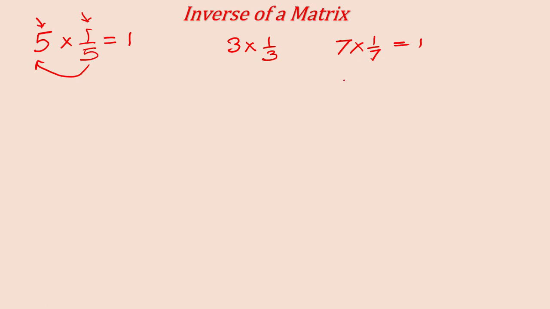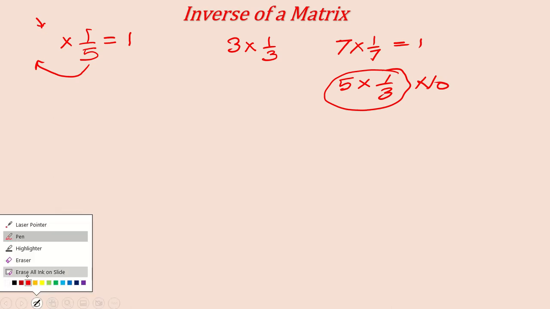If somebody says the multiplicative inverse of 5 is 1 over 3, then you will say no. Why? Because if you multiply them, you will not get the answer 1. So, it is necessary to get the multiplicative identity as the answer. Okay. So, what is the case in a matrix?